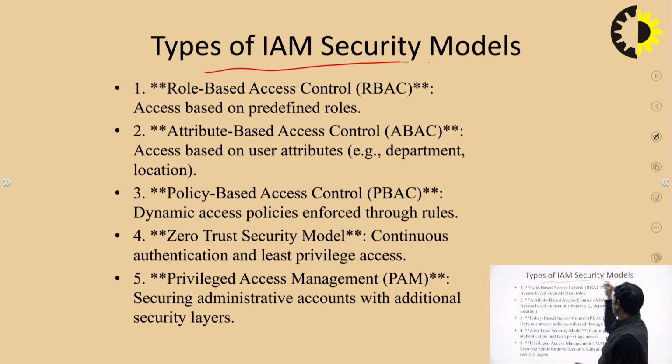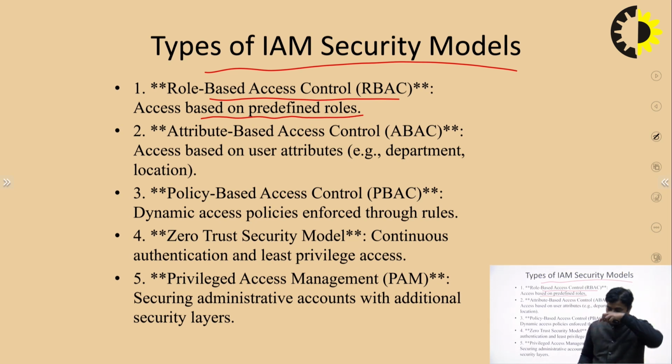Types of IAM security models: role based access control, access based on predefined roles. Predefined role means, as I have told you, the developer is a particular role who develops the system. The vendor of the computing resources or computing services has a particular role. Auditor of the system, auditing the quality and services of the cloud. So auditing is a particular role. Auditor is the role of this particular person.